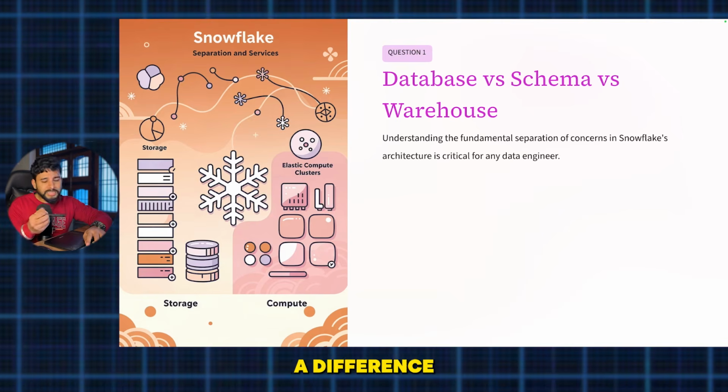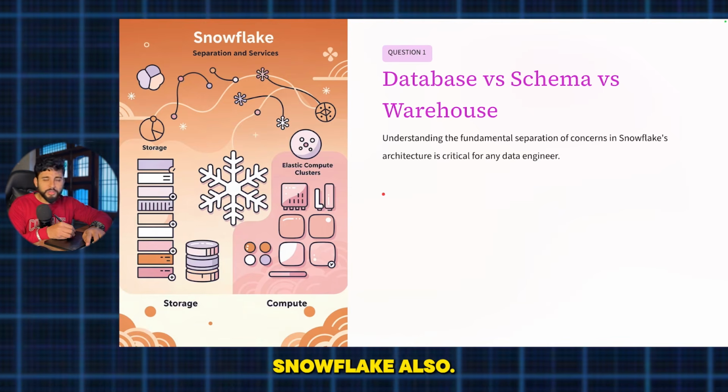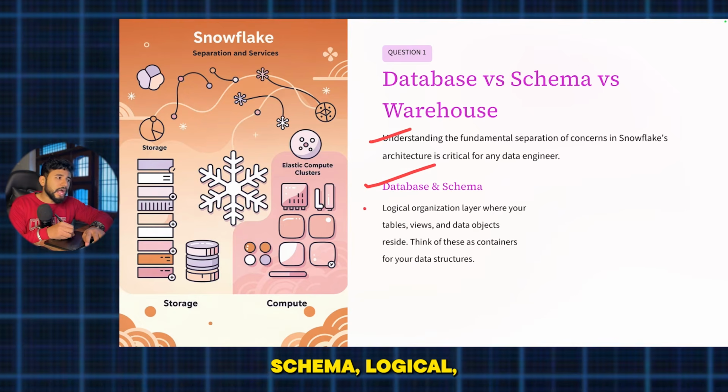So let's talk about what is the difference between a database, a schema, and a warehouse. I'll showcase it practically also, so I've opened Snowflake. This is about understanding the fundamental separation in the architecture of Snowflake. Database and schema are a logical organization layer where you load your tables, views, and data objects. The database will be there, then your schema, and in that schema all your views, tables, and data objects will be loaded.